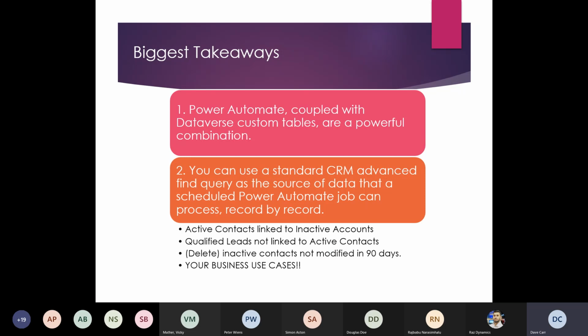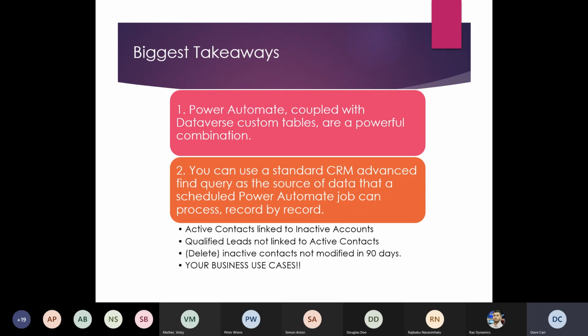So the biggest takeaways here: Power Automate coupled with Dataverse is a really powerful combination. You can use a standard CRM advanced find query as the source of data, that a Power Automate job can process record by record, and you can run this daily, whatever you want.